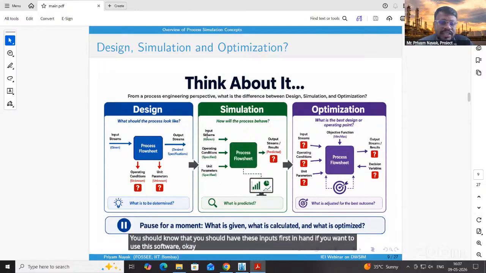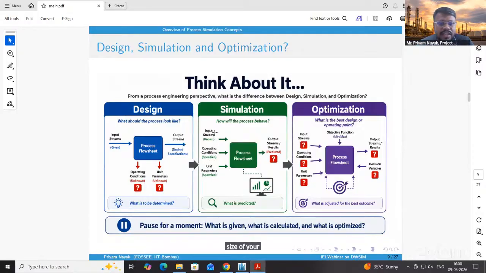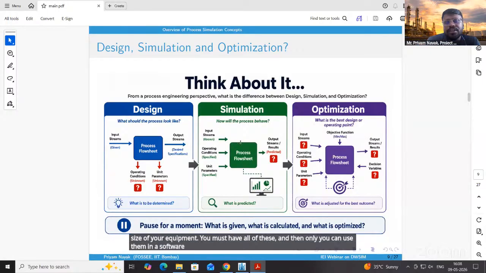Okay, if you want to design a process plant, if you want to simulate even a certain unit, you must have all this information: your input stream information, your operating conditions information, your unit parameters, your size of your equipments. You must have all of these, and then only you can use them in these softwares, DWSIM, Aspen Plus, and find out your output.